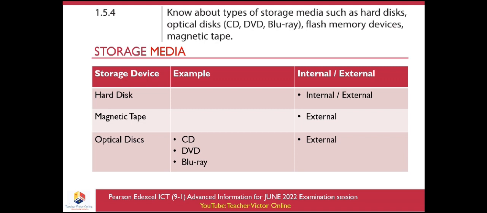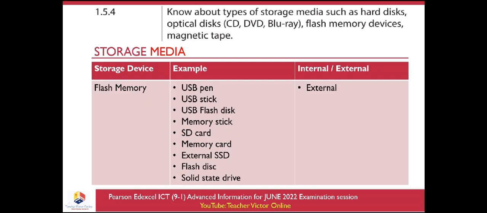Storage media, we have three of them. One, we have hard disk, magnetic tape, and the optical discs. We need to know the hard disk is internal or external. The magnetic tape is always external, and optical discs are all external, that is CD, DVD, Blu-ray, meaning that you remove them from the computer and you carry them.